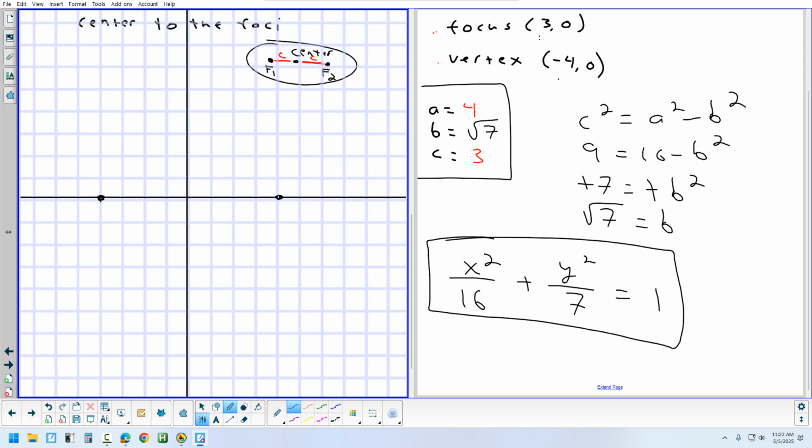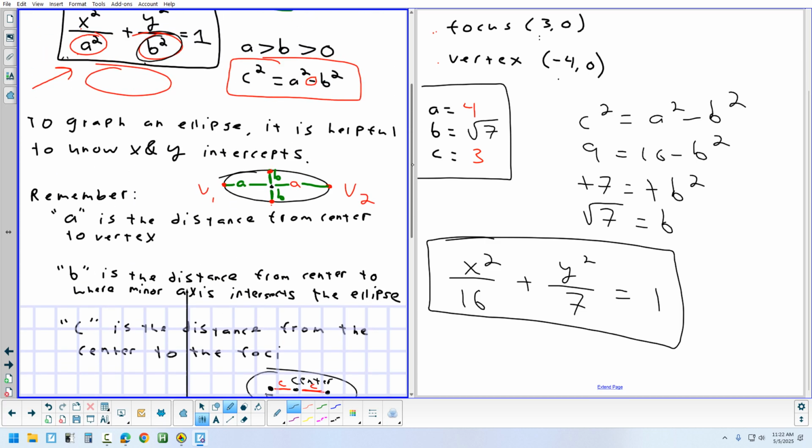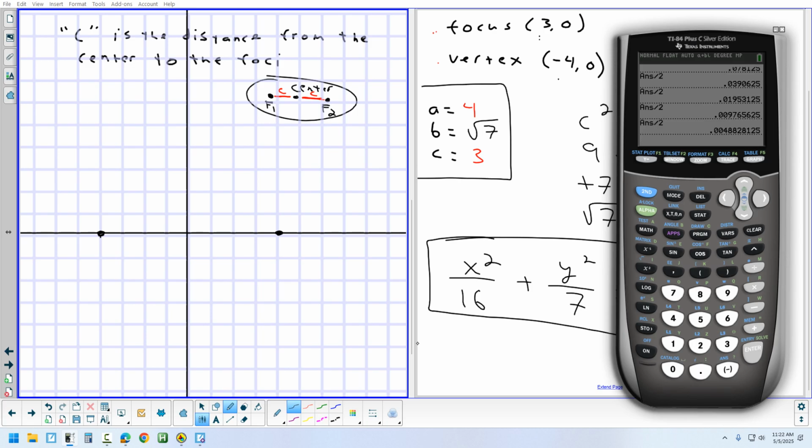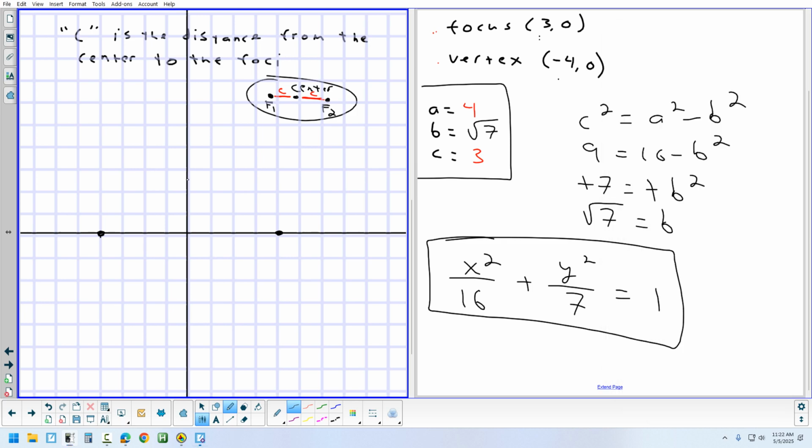Okay, B, that's the distance between the center and the minor axis. So B, well, it's the square root of 7. It's probably around 2.4, something like that. 2.6. Okay, so it's 2.6. So that's about here, and right about there. So that's about what your ellipse would look like.